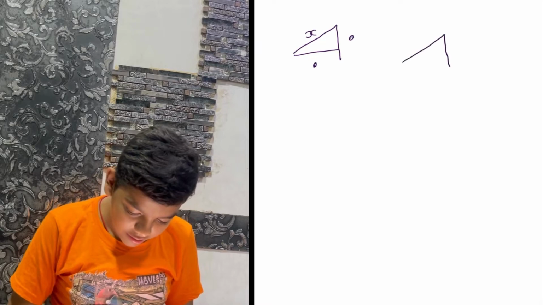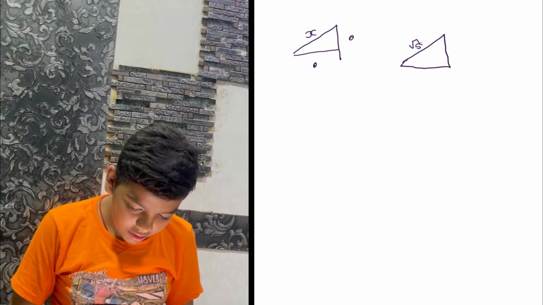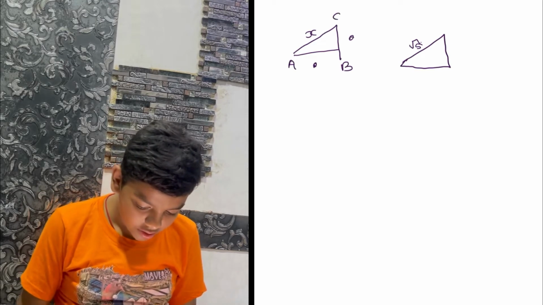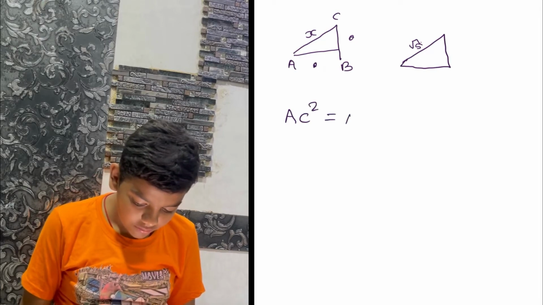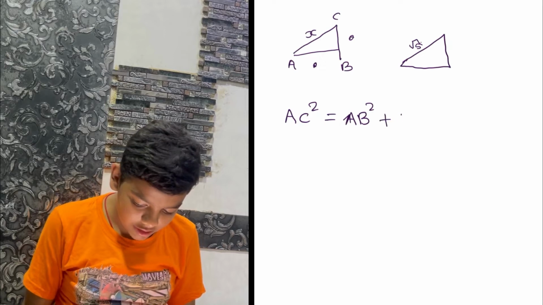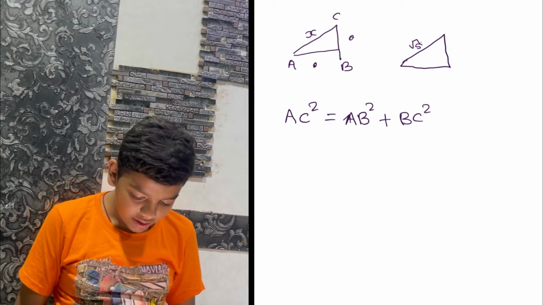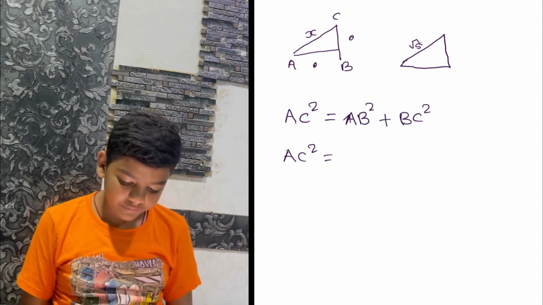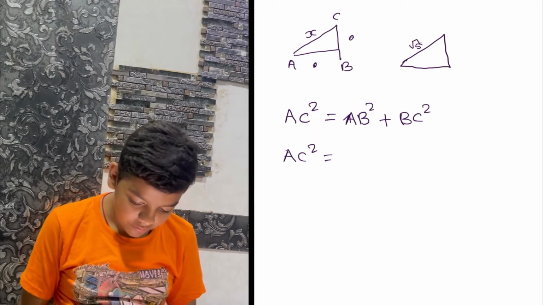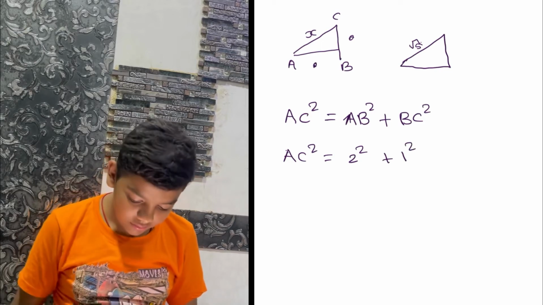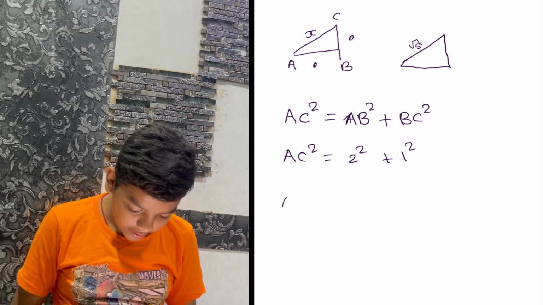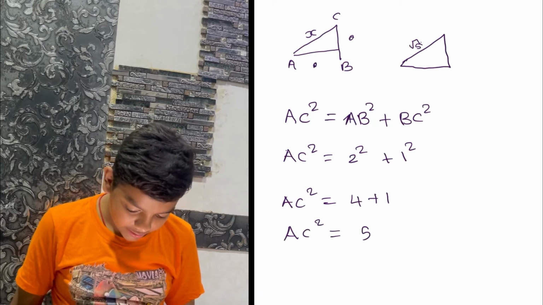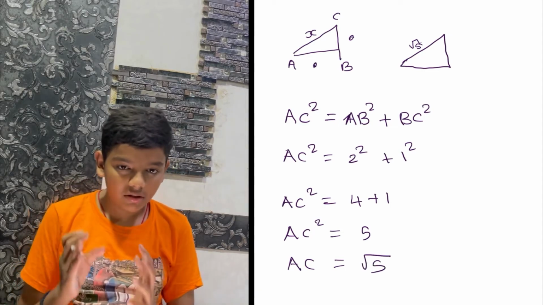In this place where we need to find square root of 5, what number comes here? So we get square root of 5. Here this is A, this is B and this is C. So AC square is equal to AB square plus BC square. And we know that AC square is square root of 5. So AB square should be 2 square, 2 square is 4, plus 1 square, where 1 square is 1. So AC square is equal to 4 plus 1, and AC square is equal to 5, and AC comes as square root of 5. So this is the formula which you need to write before doing the sum.